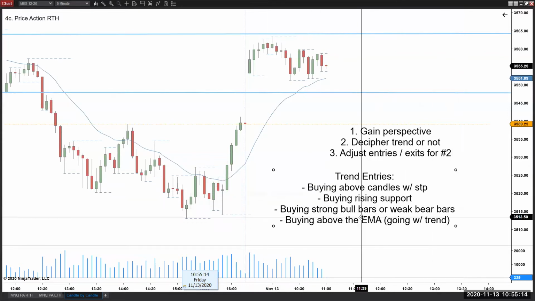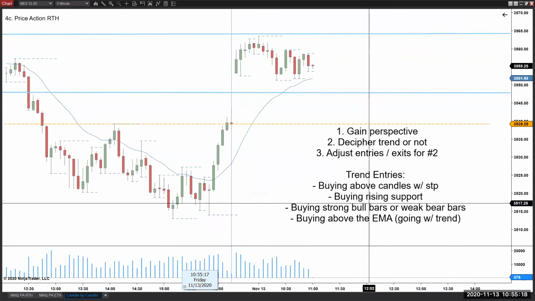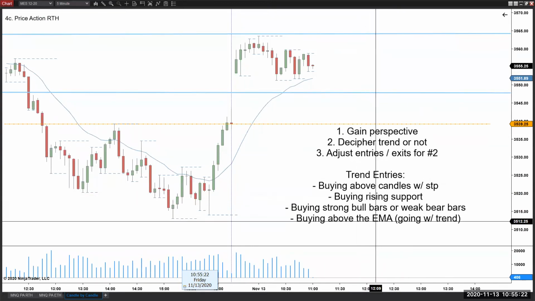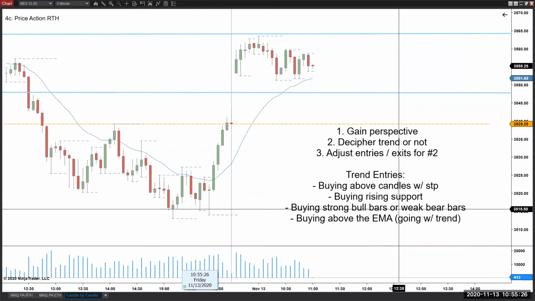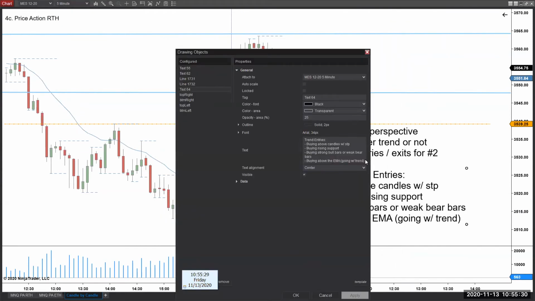So trend entries are going to look very different from what you're going to see on range entries. Trend entries, I'm buying above candles, I'm selling below candles. You can vice versa this. Buying rising support, buying strong bull bars or weak bear bars, buying above the EMA, making sure that we're staying with the trend. Buying only when price is above the EMA, because then we can also say buying the EMA.